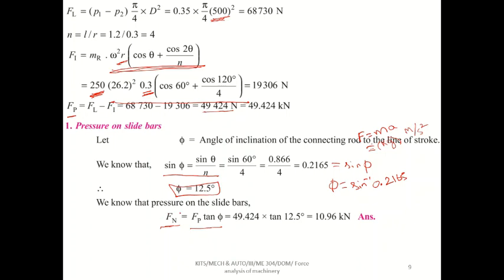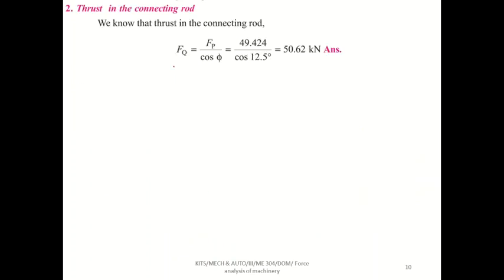Now we have to find out the pressure on the slide bars. FN equal to FP into tan phi. FP value is 49.4, so 49.4 into tan 12.5. You will get the answer as 10.96 kilonewton. So we got one answer. Next, what do you have to find? You have to find out the thrust in the connecting rod. The formula is FQ equal to FP by cos phi. FP value is 49.424. Here cos 12.5. If you put it, the final answer is 50.62.